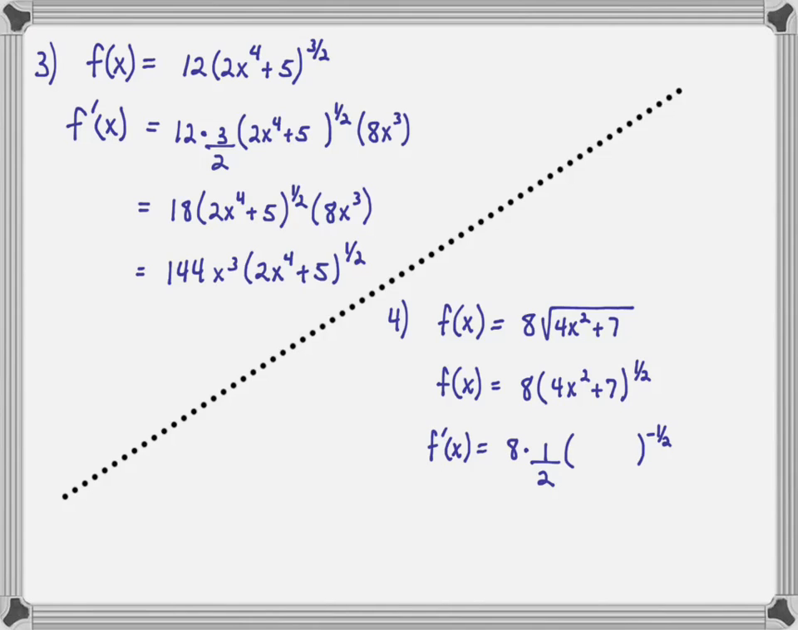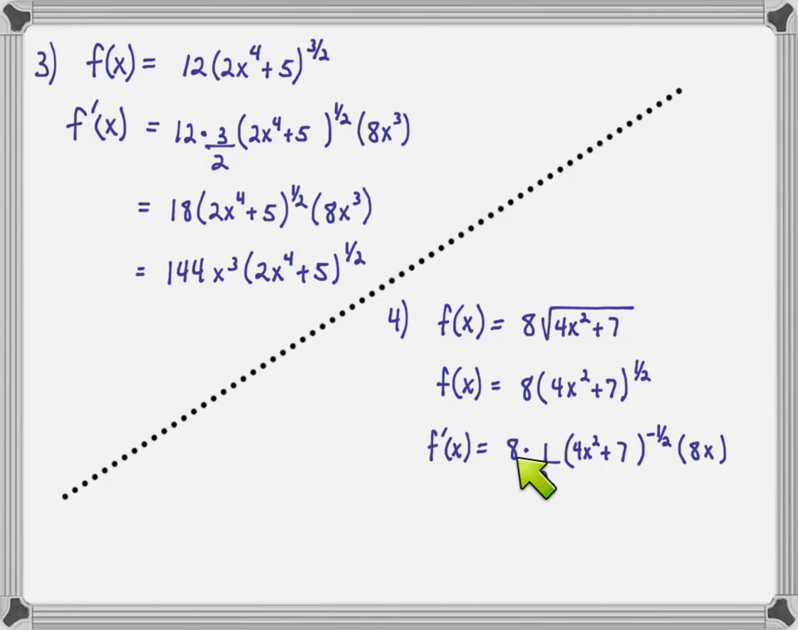So the derivative is 8 times this exponent, 1/2, times parentheses all to the negative 1/2. Now it's negative because 1/2 minus 1 is 1/2 minus 2/2, which is negative 1/2. And the inside of the parentheses remains exactly the same. And now we have to multiply by the derivative of the inside of the parentheses, so the derivative here will be 8x.